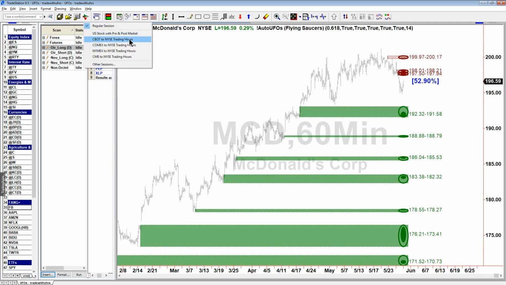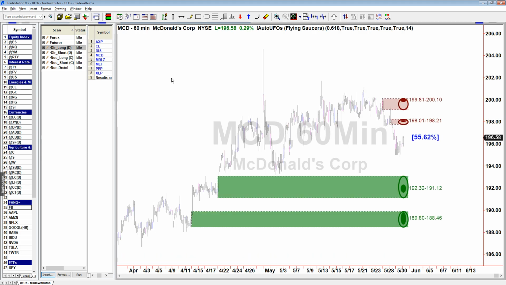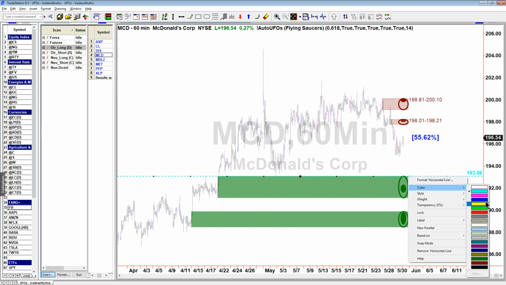Notice that with McDonald's, the orders that the big players who trade McDonald's place in the pre-market or post-market session are actually quite relevant. So we're going to use that one for this trade. By looking at that, we can certainly see that entering around this price level, around 193, would make a lot of sense.